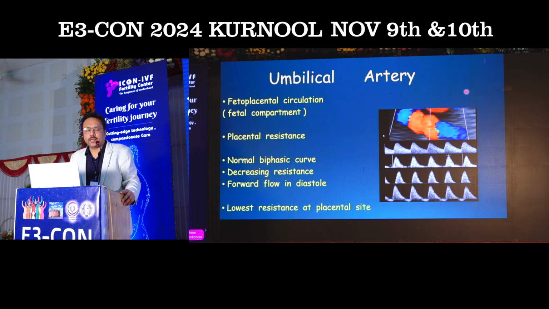Next is umbilical artery. It tells you about fetoplacental circulation, that is the fetal compartment. Normally, it tells you about placental resistance. As the gestational age advances, the diastolic flow goes on increasing, PI value goes on decreasing, and abnormalities are detected in terms of high PI, absent diastolic flow, and reverse end diastolic flow.